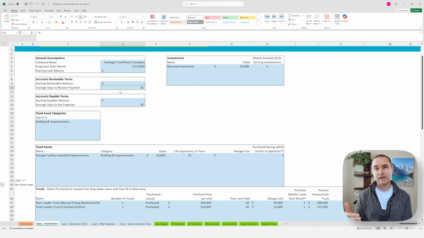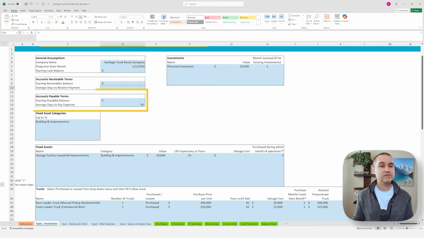So maybe the way it would work is you'd sign up a customer, you'd provide service to them for a month, then you would invoice them or charge their card after you've provided service. If on the other hand, you are charging them up front, then you could actually set this to 0. So like, let's say you charge them for the month that is coming. We would want to put 0 in here for average days to receive payment.